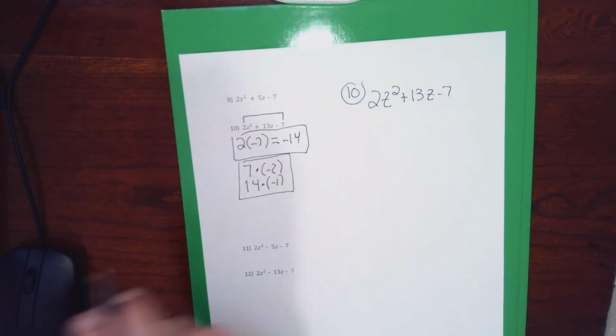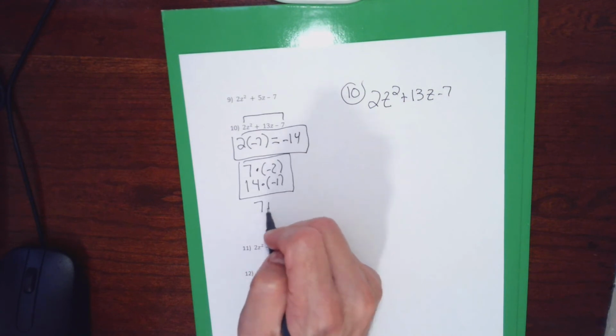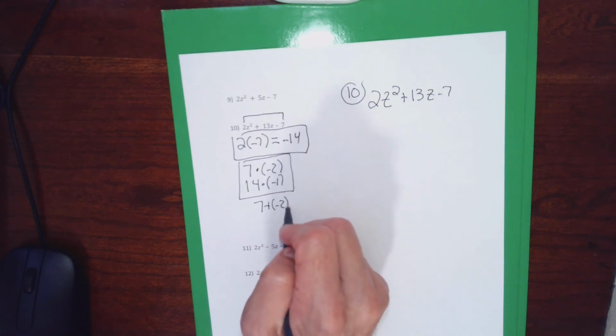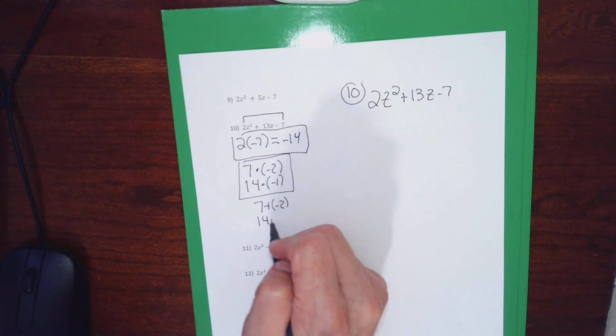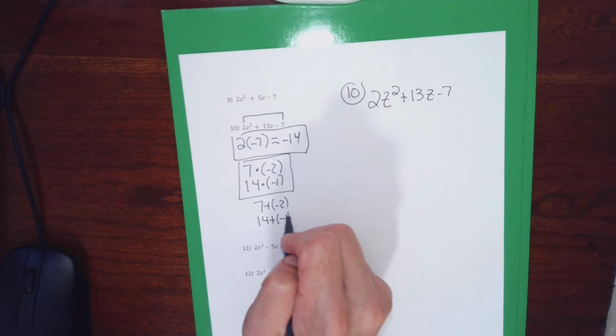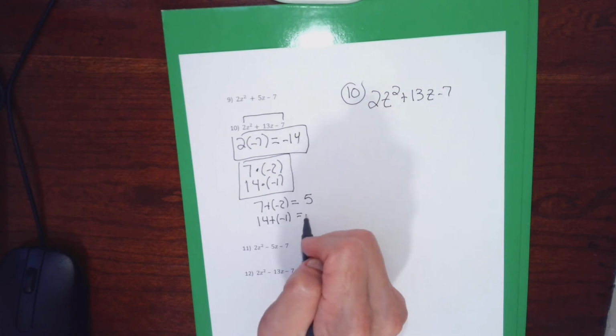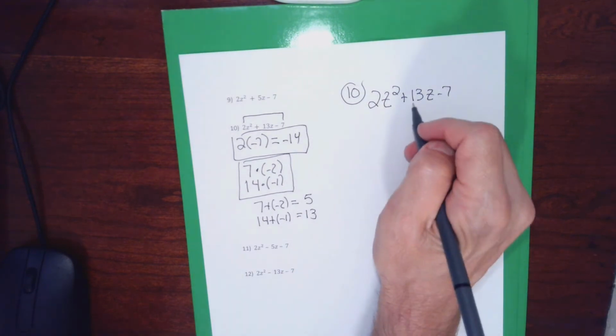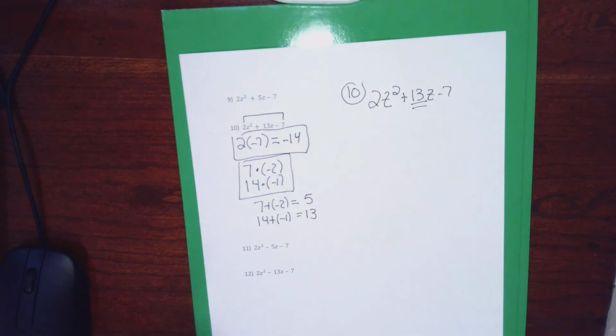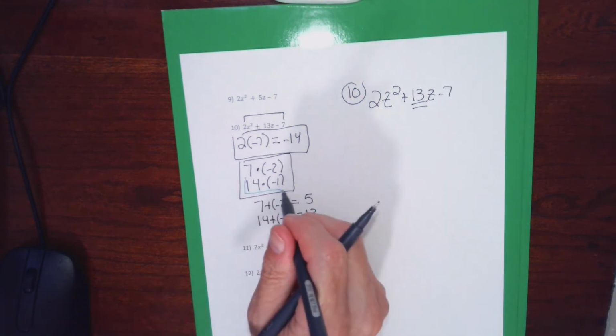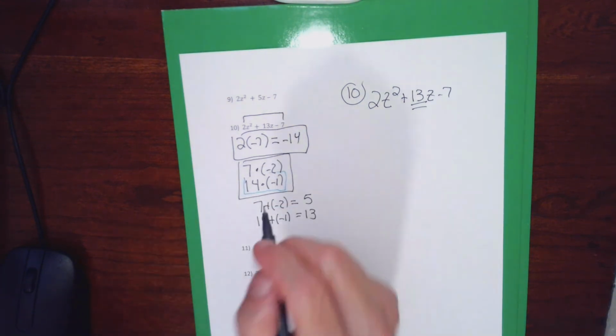Now I need to find out the pair that I need. I'm going to add the 7 and -2. I'm going to add the 14 and -1. 7 plus -2 is 5. 14 plus -1 is 13. Trying to get the 13, so I know I need the 14 and the -1.